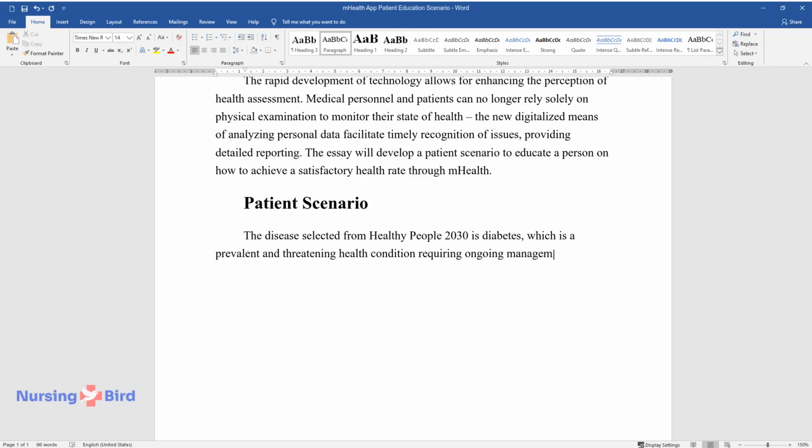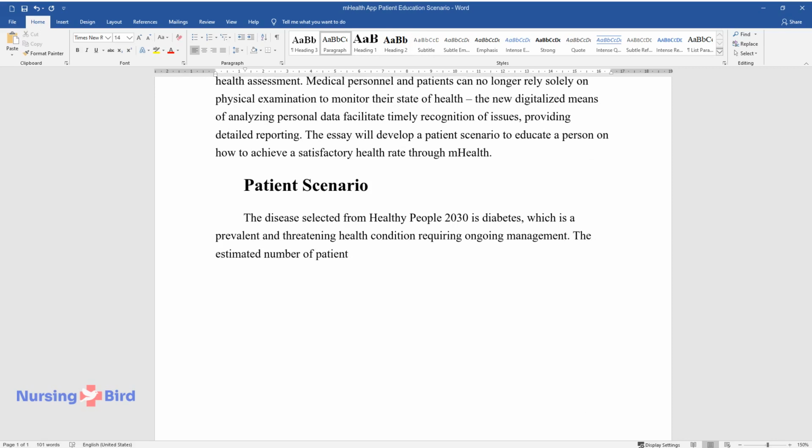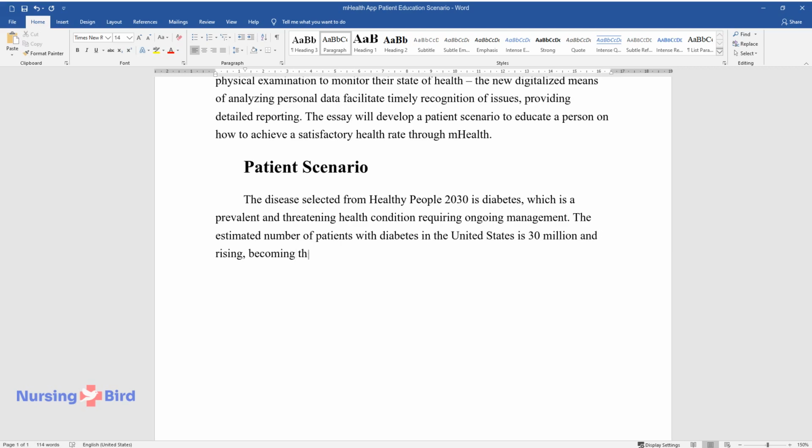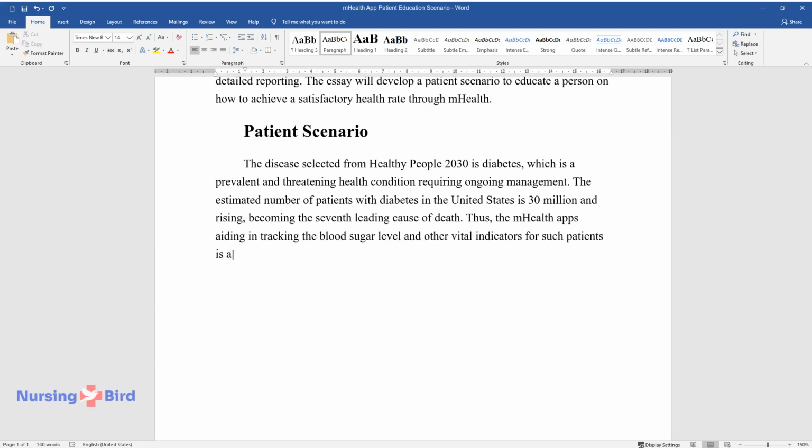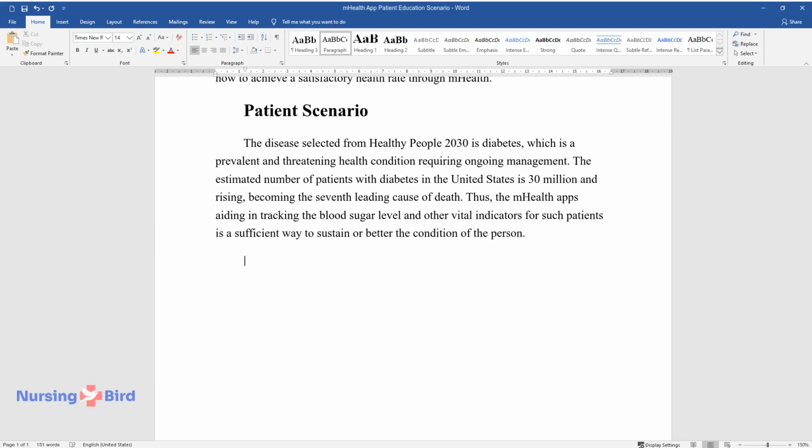Patient scenario. The disease selected from Healthy People 2030 is diabetes, which is a prevalent and threatening health condition requiring ongoing management. The estimated number of patients with diabetes in the United States is 30 million and rising, becoming the 7th leading cause of death. Thus, the mHealth app's aiding in tracking the blood sugar level and other vital indicators for such patients is a sufficient way to sustain or better the condition of the person.